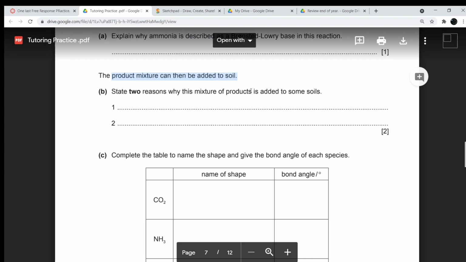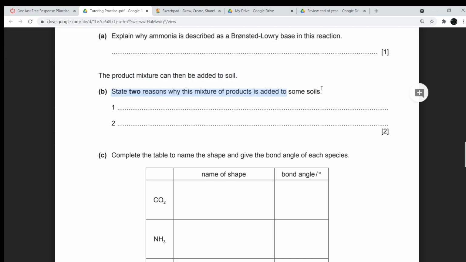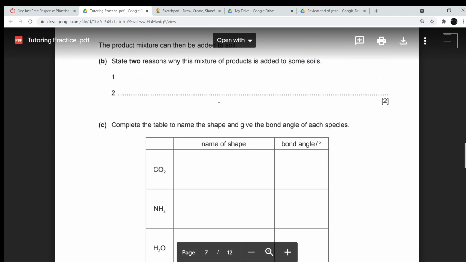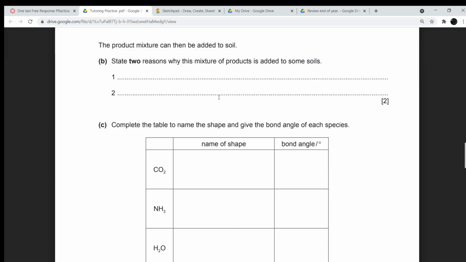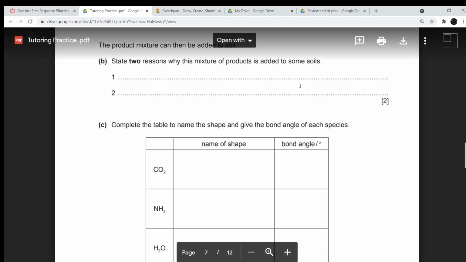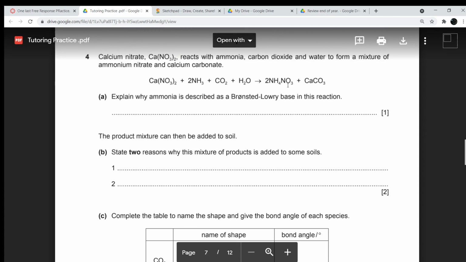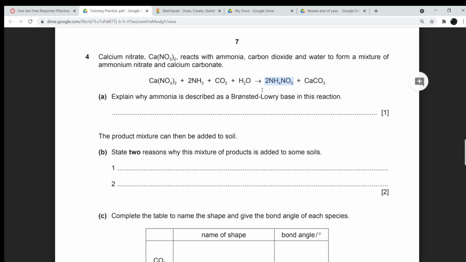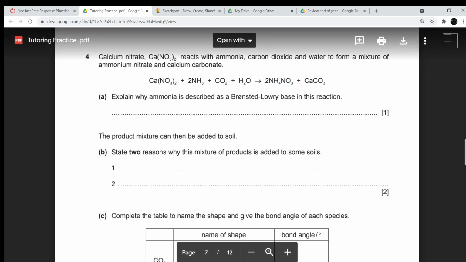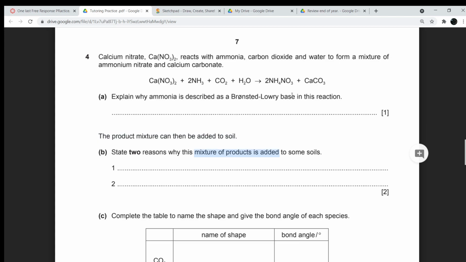The product mixture can then be added to soil. State 2 reasons why this mixture is going to be added to soils. Well, the first reason is that nitrogen compounds are typically a rate-limiting step. Nitrogen is needed for plants to make proteins. The second reason is that it'll also lower the pH of the soil. No, this one doesn't lower it. It'll raise the pH of the soil.